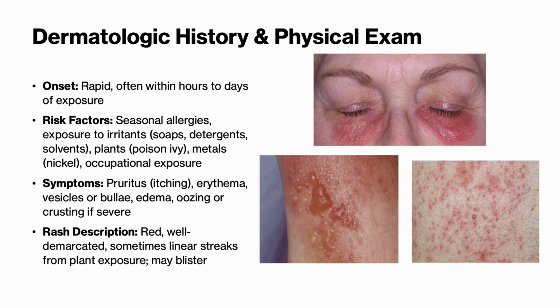Patients typically present with a sudden onset of pruritus and erythema. The rash usually develops at the site of direct contact with the allergen or irritant. The pattern of the rash can provide clues to the specific trigger. For example, linear streaks are often seen with exposure to plants such as poison ivy.